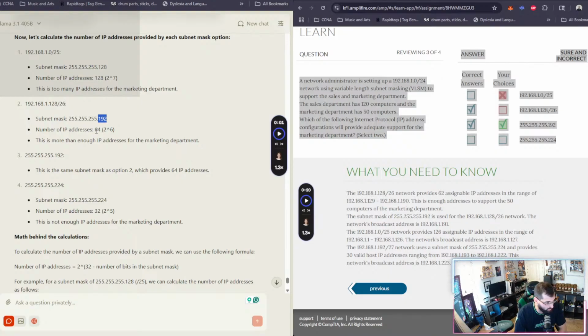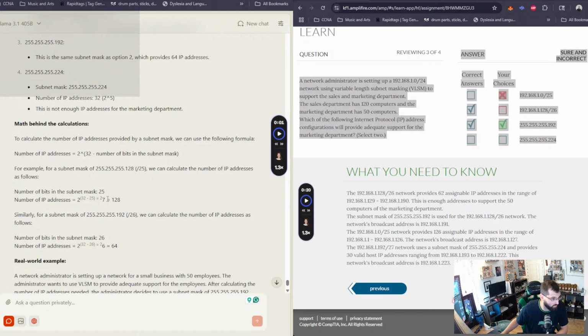For example, for the subnet mask 128, that's /25. We can calculate the IP address numbers as following. Number of bits is 25. So I guess I don't know how to get this 25. They got it through this. I don't know how that works though. The number of IP addresses is 2 to the power of 32 minus 25 equals 2, 7. Dang it.